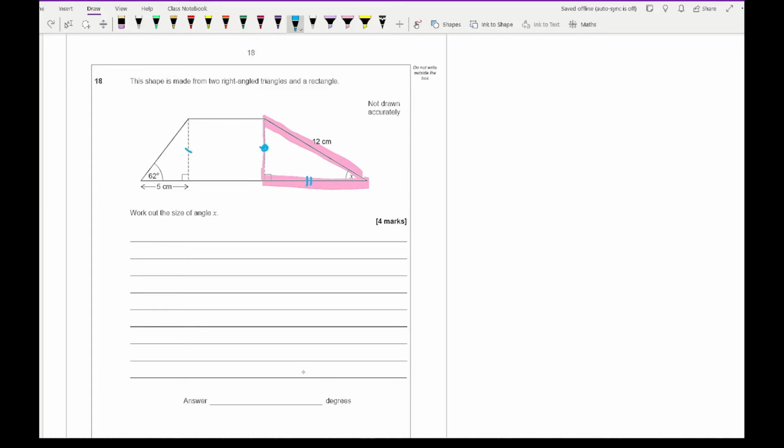So using this triangle, if I just call that A, and this is 62, this is 5, and that I'm going to call X. Using trig, because obviously it's using angles and sides, this is my opposite, this is my adjacent, this is what theta is. So tan 62 equals X over 5. So X equals 5 times tan 62, which if you want to work out, you can do.